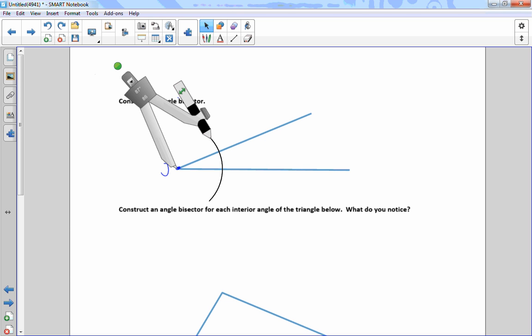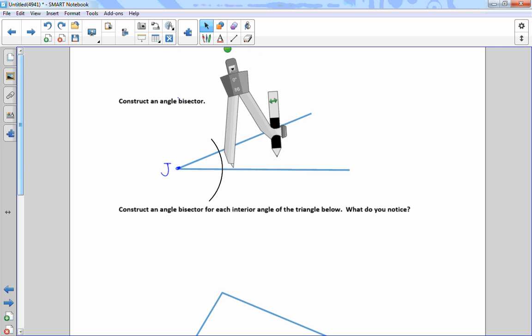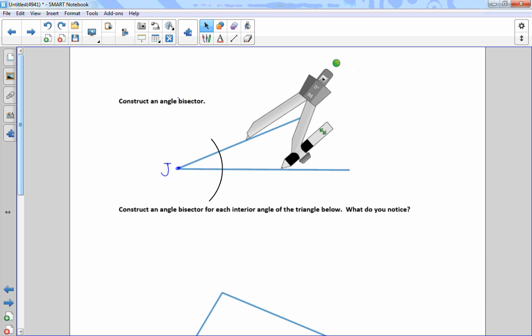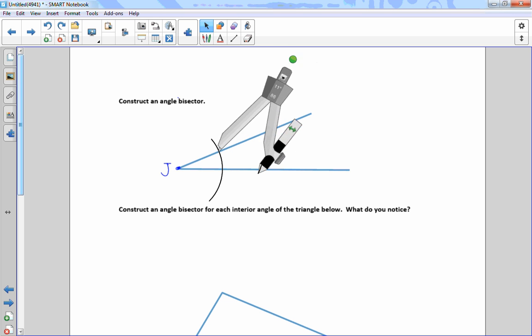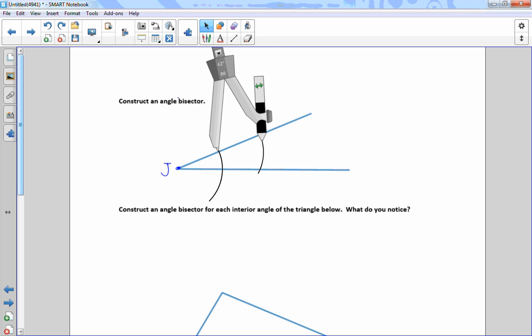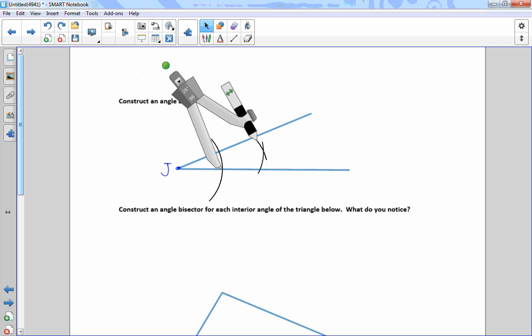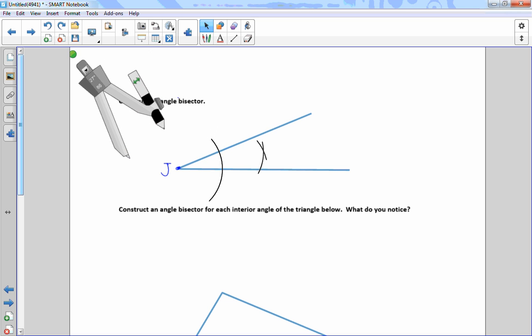You're going to pick up your compass, and you're going to relocate it to one of the intersections. Sharp point on one of the intersections. I'm doing the top one first. And you're going to draw an arc in the inside of the angle. So your second arc is just on the inside of the angle. Then you're going to pick up your compass and put the sharp point on the other intersection from the beginning. And this arc should cross with the second arc.